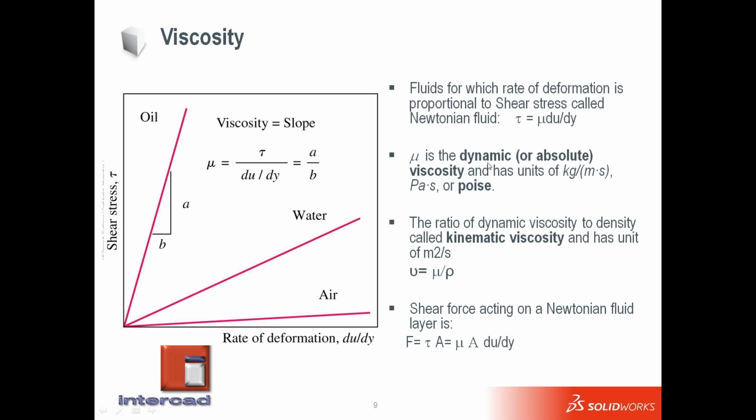Viscosity could be defined as dynamic viscosity, which is simply shear stress per rate of deformation, or as kinematic viscosity, which is dynamic viscosity per density. And if you would like to find the shear force acting on a Newtonian flow, the shear force is shear stress times cross-sectional area, which is mu, the viscosity, times the cross-sectional area, times du over dy, which is the rate of deformation.